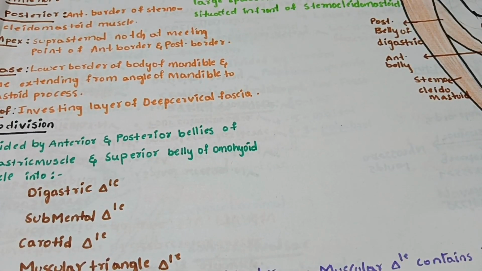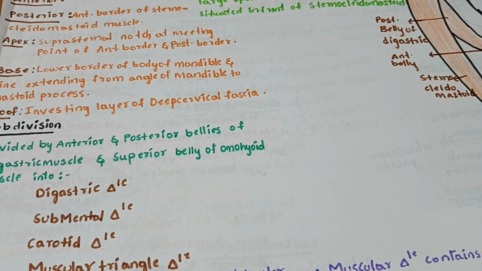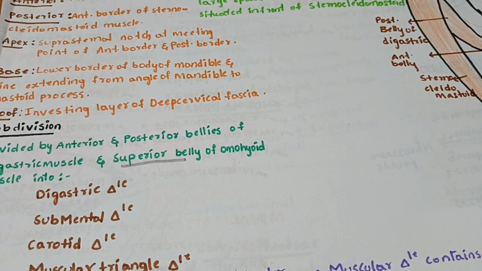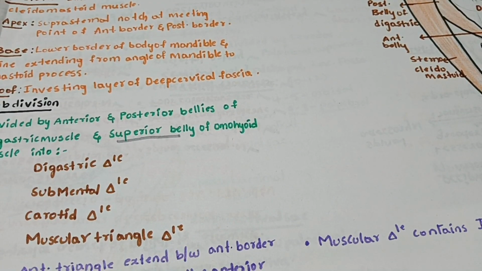The posterior triangle is divided into the occipital and subclavian triangles by the inferior belly of the omohyoid, whereas the anterior triangle is divided into the digastric, submental, carotid and muscular triangles by the anterior and posterior bellies of the digastric and the superior belly of the omohyoid. In the posterior triangle, the inferior belly is involved; here, the superior belly is involved.